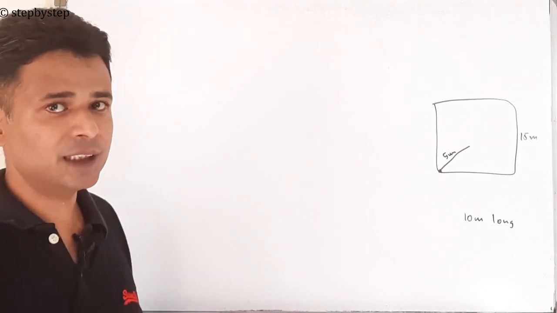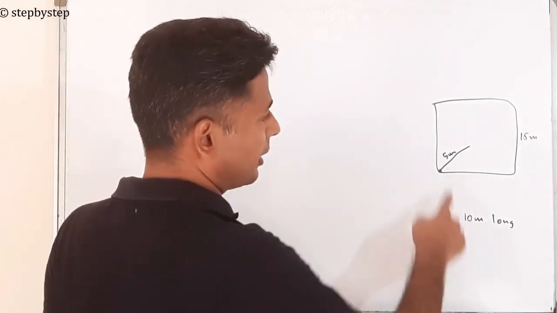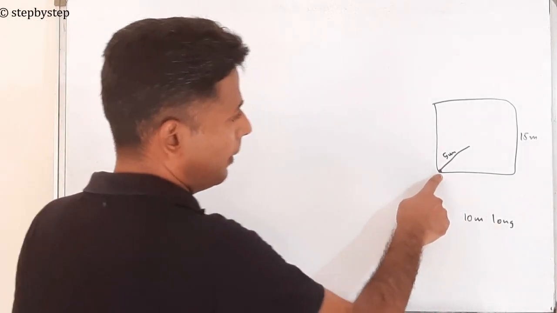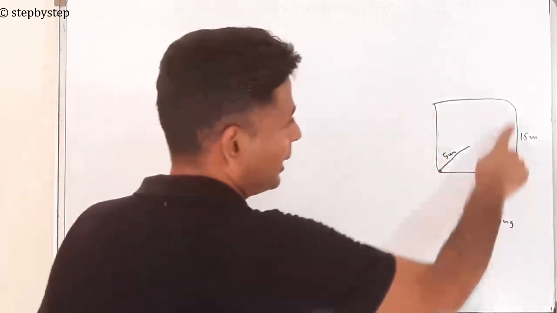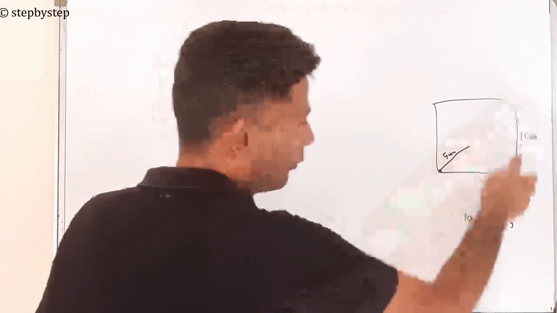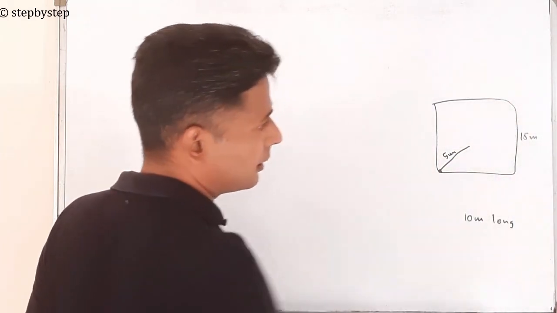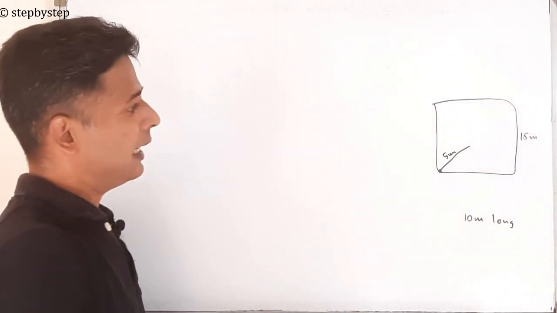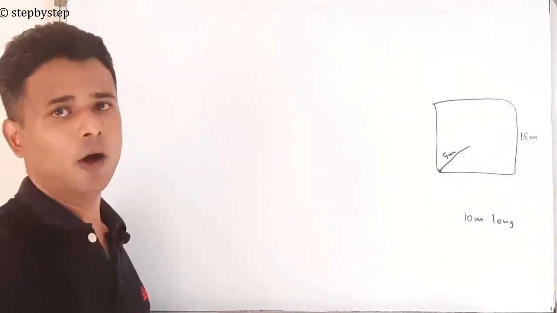Alright guys, now the next question, the 8th question. What they've said is a horse is tied to a peg at the corner of a square shaped field, the length of the rope is 5 meters and the side of the square field is 15 meters, and they have asked you what area can the horse graze.